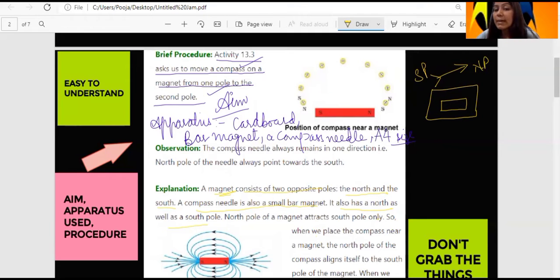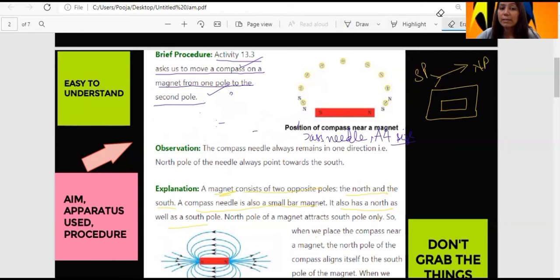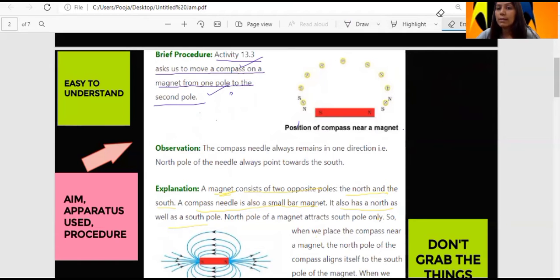So when we place the compass near a magnet, see how we will do this activity. Listen to me carefully. I'm showing you with the help of a diagram. With the help of a diagram, it is very easy to understand.